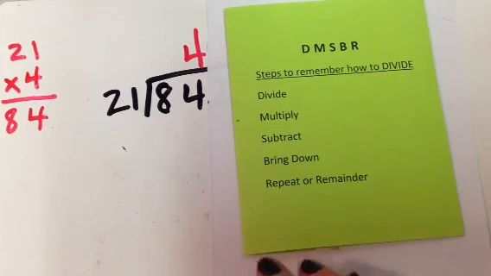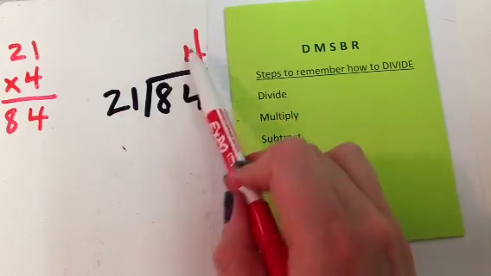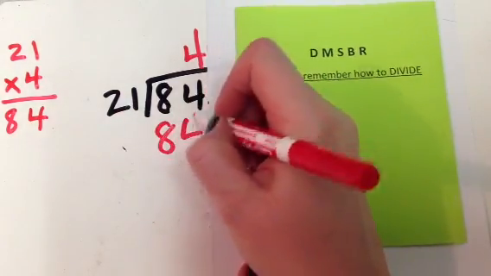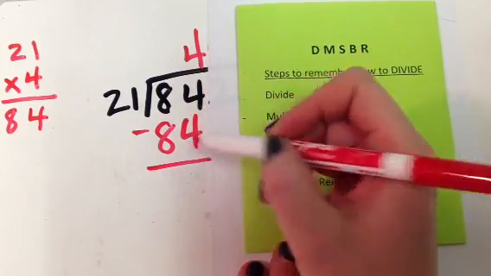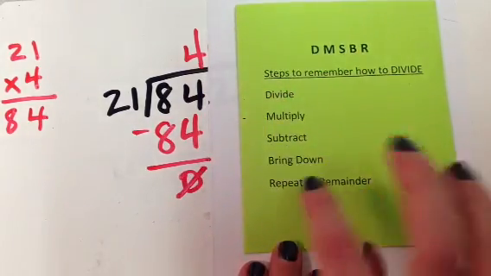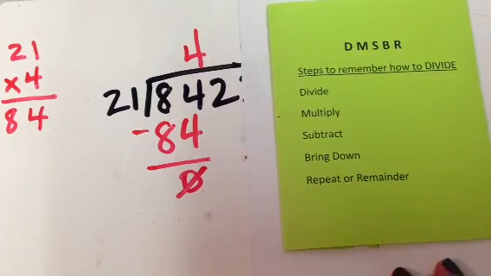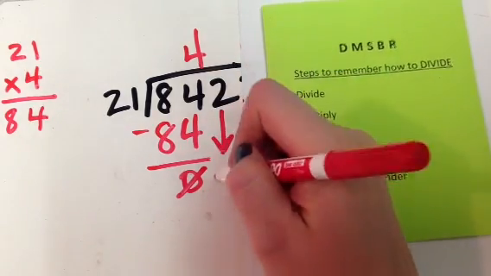Okay, so now I multiply. 21 times 4 was 84. That's what I said, right? And now I subtract. 84 minus 84 is 0. And now I bring down. So I'm going to slide over, bring that 2 down.